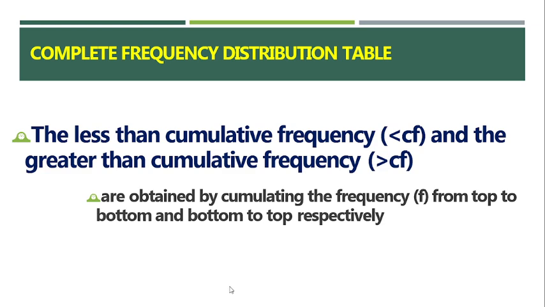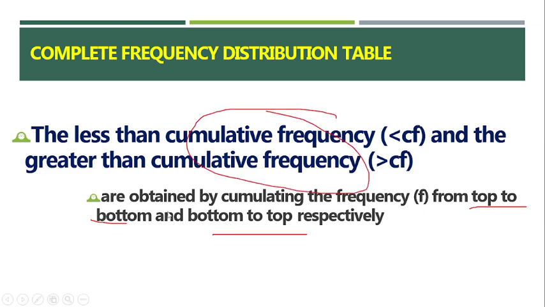And how about the less than cumulative frequency and the greater than cumulative frequency? I just noticed that there are some who are confused with regards to the less than and greater than cumulative frequencies. Later, I'm going to show you how these are computed, from top to bottom and bottom to top. There are two things that students most likely get confused about: the cumulative frequencies and the class size.